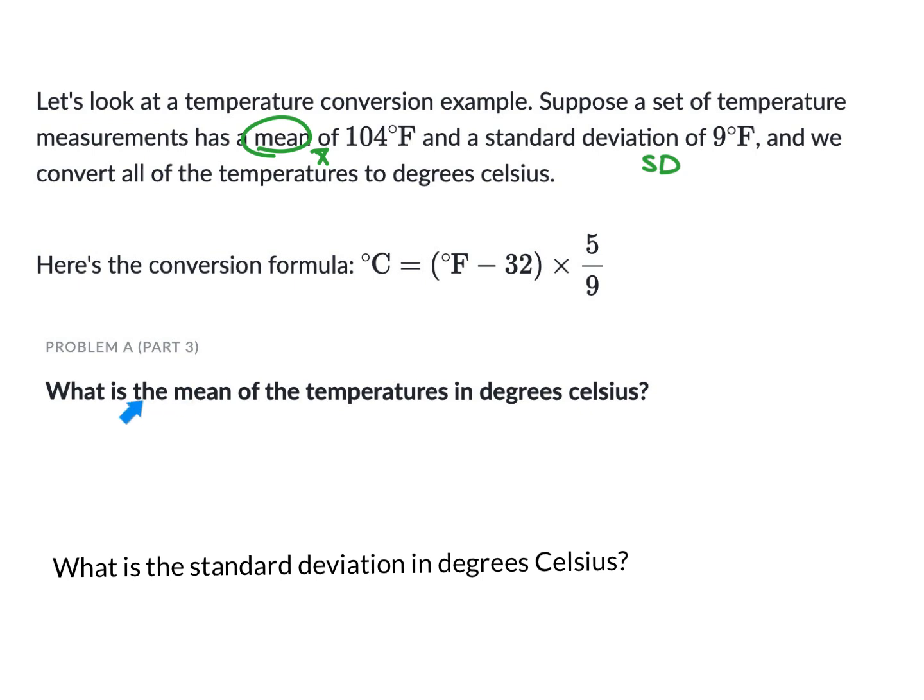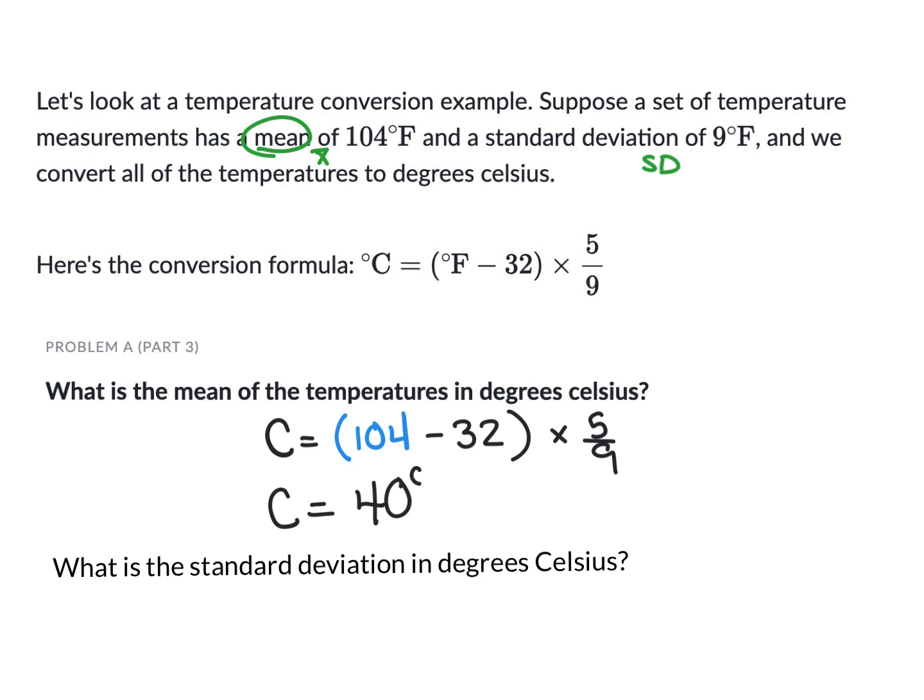So, first part is, what is the mean of temperatures in degrees Celsius? So we're converting it. So we're going to take this 104, and yes, we plug it in, and means are affected by both. So all you need to do is plug in 104 into your formula and do the math. You can type that entire expression on the right side into the calculator, and I get that the new mean temperature will be 40 degrees Celsius.